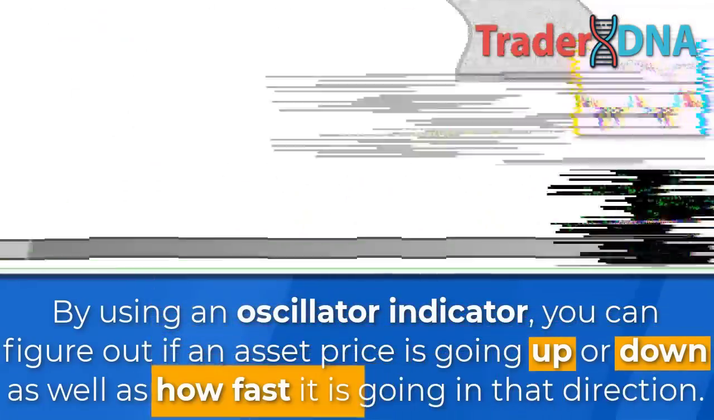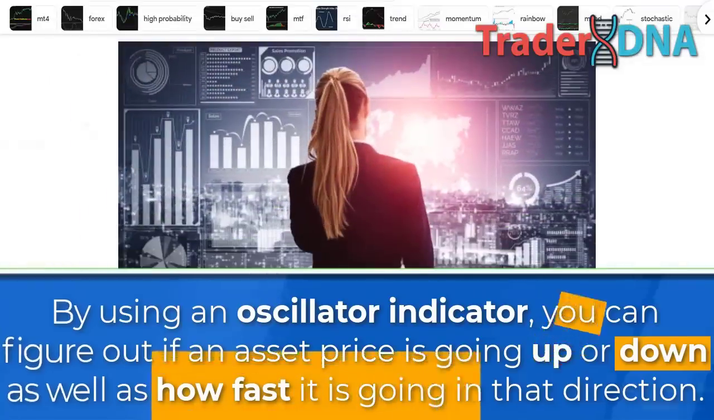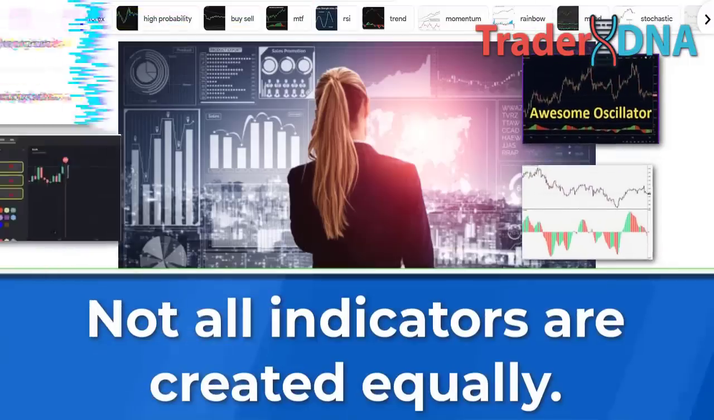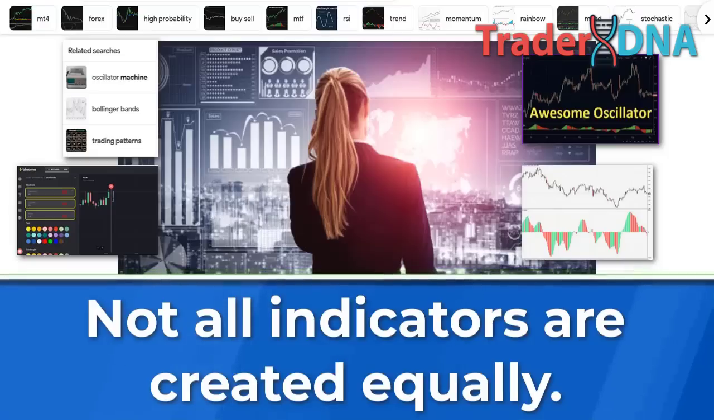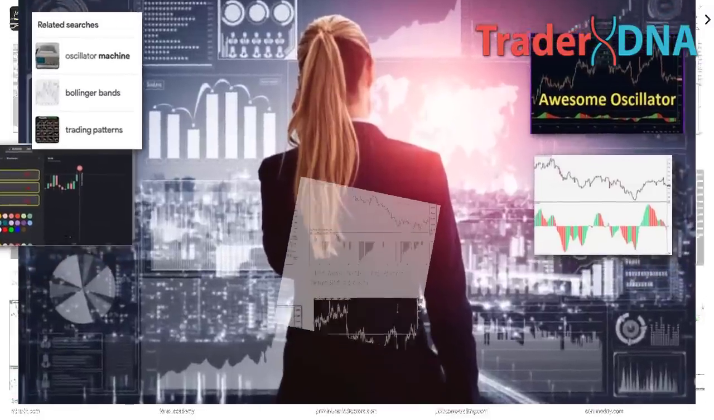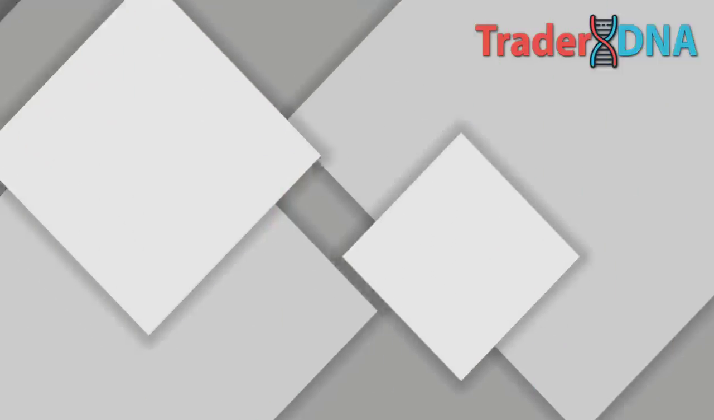Market analysts have developed a number of popular oscillating indicators. But not all indicators are created equally, and they all have different functions to provide a varied level of information to traders. So, if you are wondering what are some of the best oscillator indicators available, and which one would help you yield the best results, then, in this video, we have compiled a list of the top 3 indicators that you should try out.